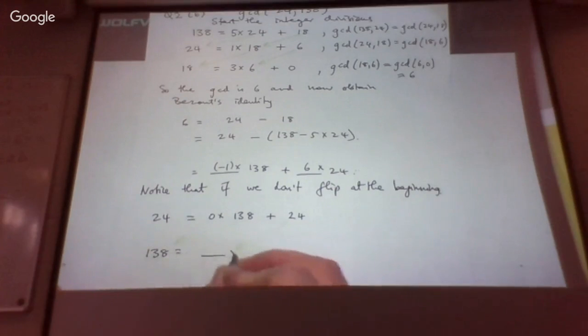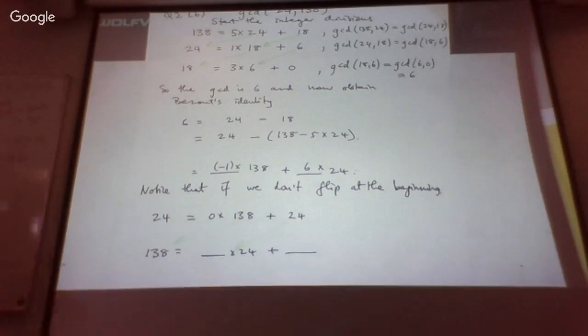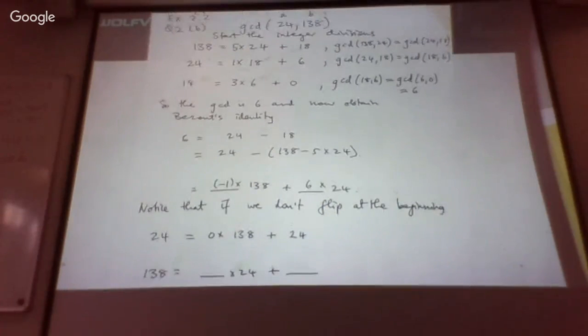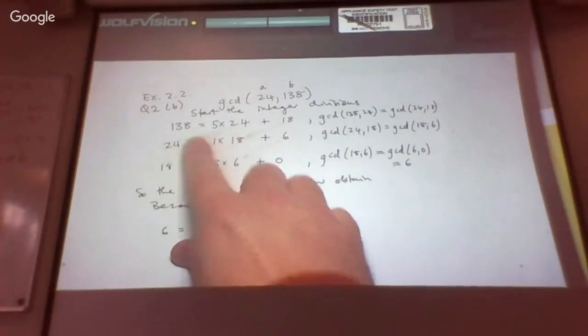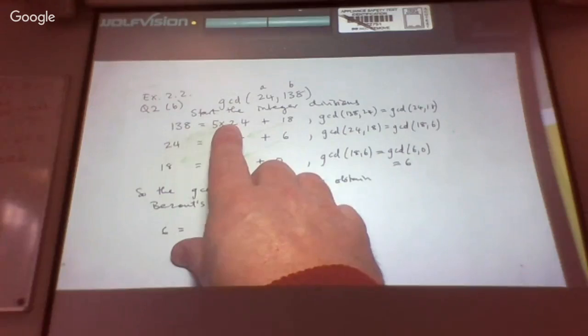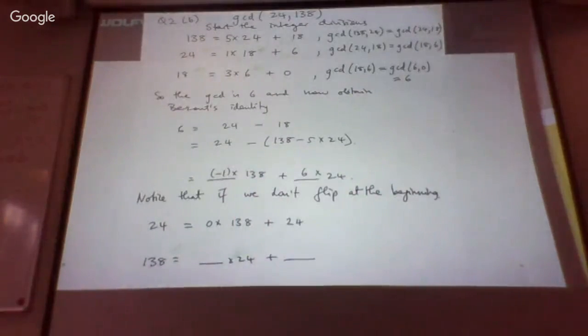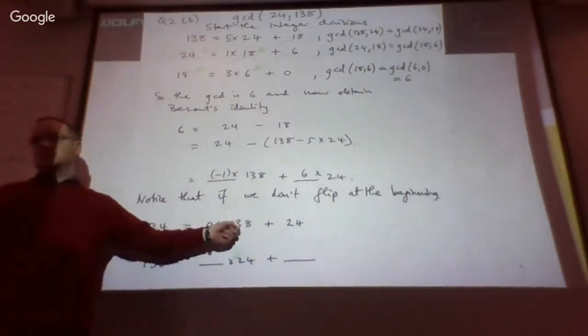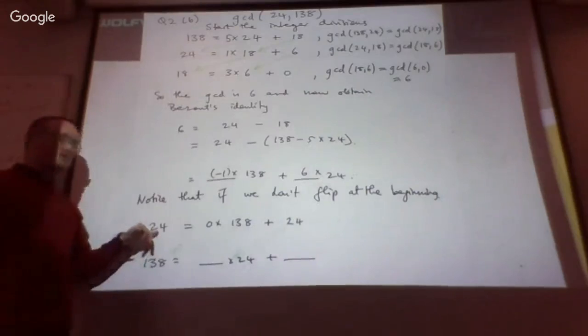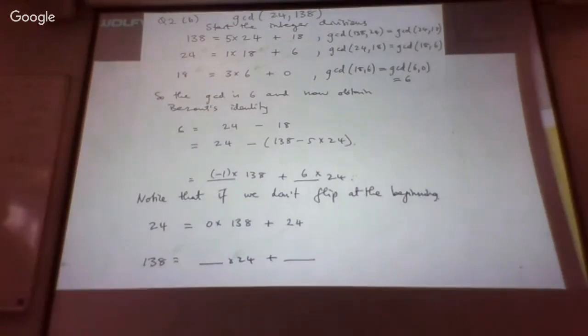138 equals something times 24 plus what remainder. So if you are given an input pair where the first one is smaller than the second one, you can immediately just flip it. So the first genuine, the first interesting integer division with remainder is this one, 138 divided by 24. But formally, and this would make a difference for a computer doing it algorithmically, it's okay. The process still makes sense. So we can do a first integer division dividing 24 by 138, just get a quotient of 0 and a remainder that is just the same input number.